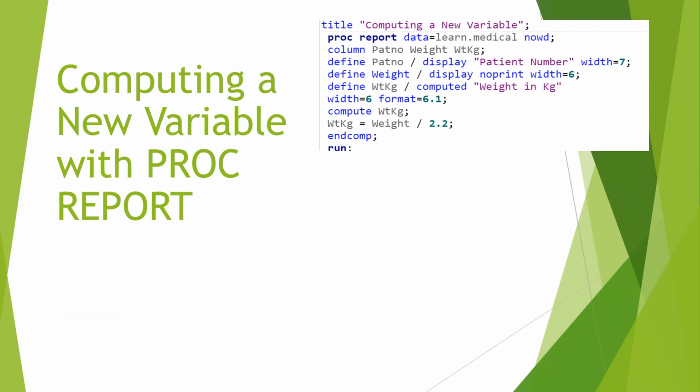One of the powerful features of PROC REPORT is its ability to compute new variables. This makes PROC REPORT somewhat unique among SAS procedures. With most SAS procedures, you need to run a DATA step first if you want to perform any calculations. Suppose you want to report the weights of the patients in your medical dataset, but instead of reporting the weights in pounds, you want to see the weights in kilograms. This program uses a COMPUTE block to accomplish this.